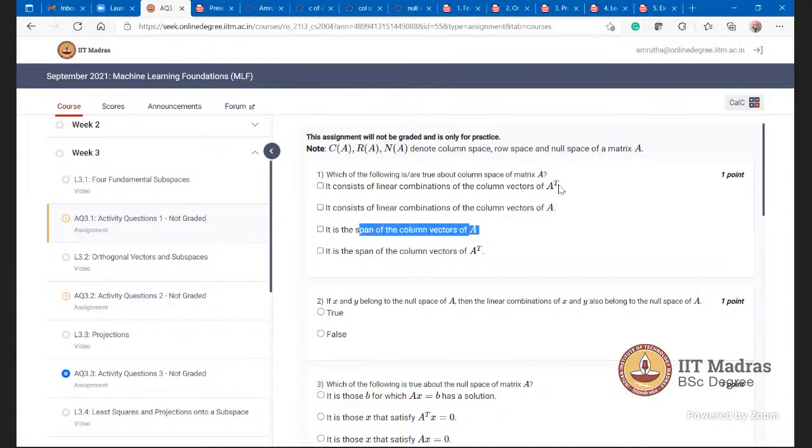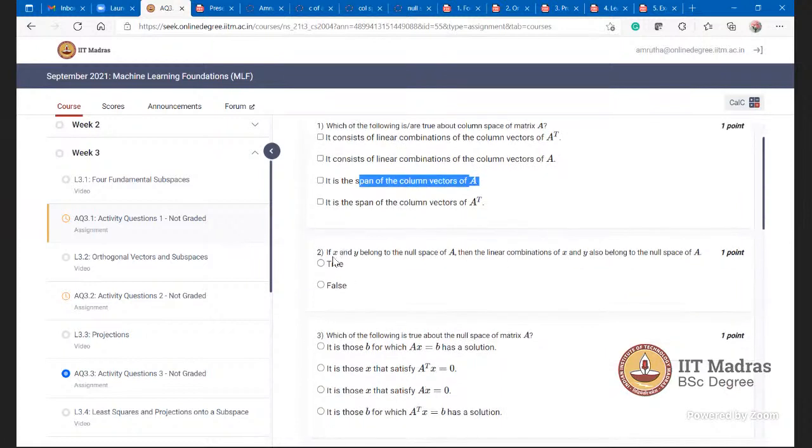If you consider A transpose, it leads to the row space of the matrix. The second question: if X and Y belong to the null space of A, then the linear combinations of X and Y also belong to the null space of A. You must be able to answer this from the previous question itself, because if vectors are in a space, their linear combinations will also be in the space.